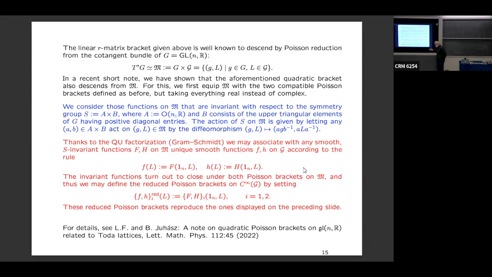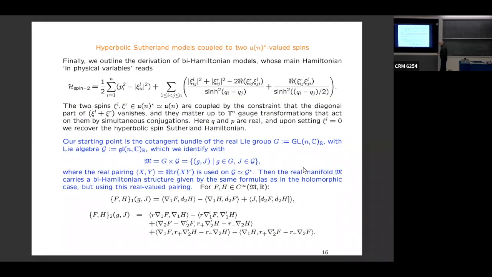Actually, you can also do this for the LU factorization and the Cholesky factorization. The same procedure works with suitable modification of the symmetry group, and you obtain also a bi-Hamiltonian structure for those generalized Toda flows. Okay, and now the final part of my talk is yet another application of a very similar thing. So I will be a little bit sketchy here.